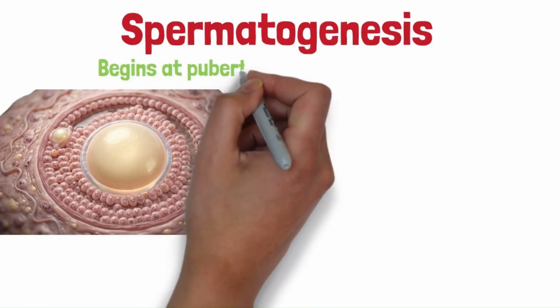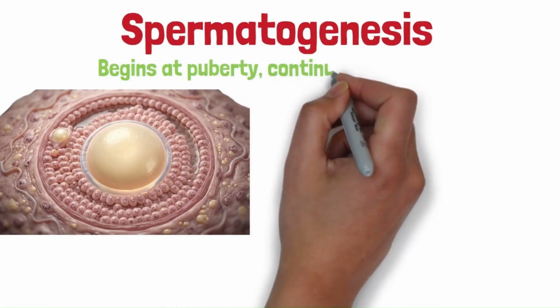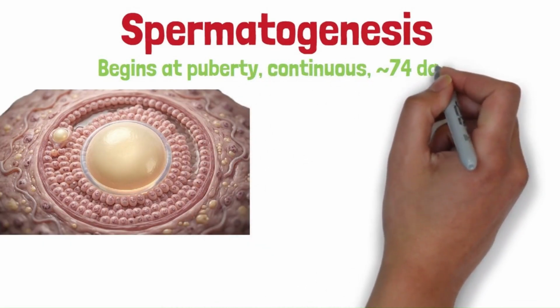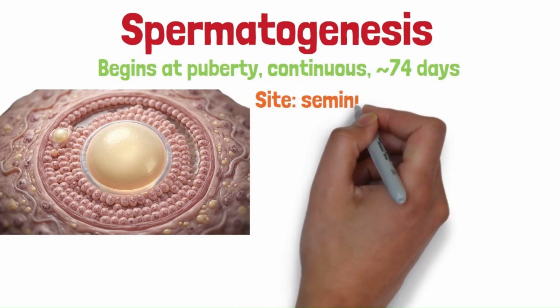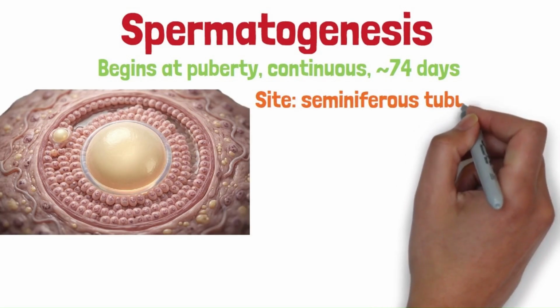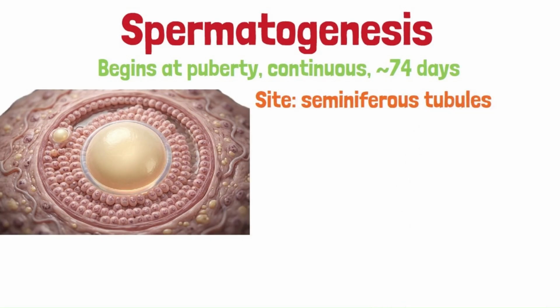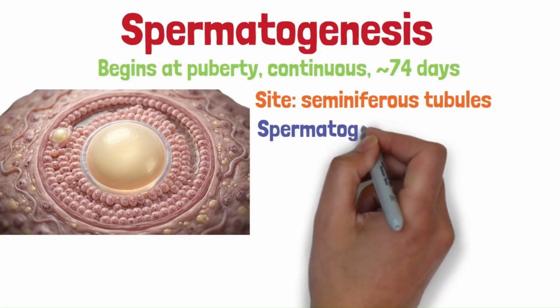Spermatogenesis starts at puberty, and unlike what we will see in the next scene, it just keeps going continuously for the rest of a man's life. The whole process takes about 74 days and happens inside the seminiferous tubules.